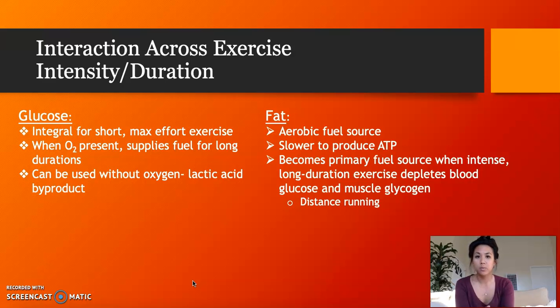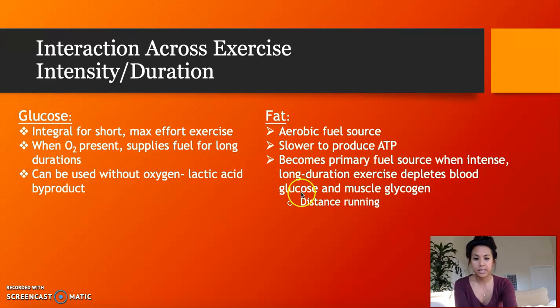Glucose can be used with or without oxygen. So aerobically with oxygen or anaerobically without oxygen. When glucose is used with oxygen, it supplies fuel for long duration, so think marathons. When it's used without oxygen, lactic acid is a byproduct, and glucose is able to be used anaerobically without oxygen because of glycolysis. So when oxygen is not present, we will use glycolysis, and when it is present, we will use the Krebs cycle or the citric acid cycle.